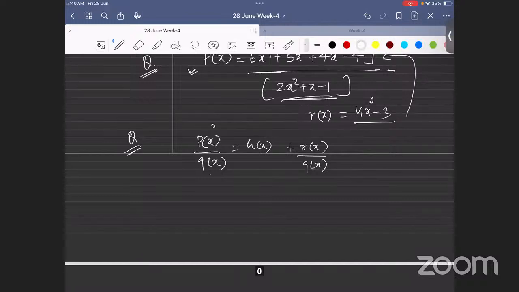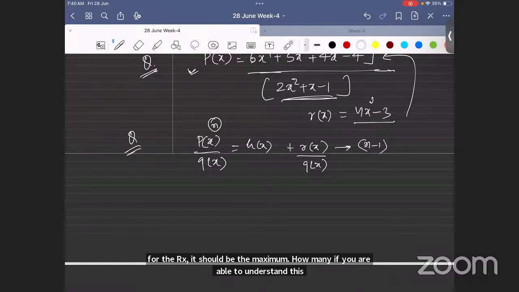If the degree of this polynomial is n, then for the Rx, the maximum degree would be n minus 1. Correct? How many of you are able to understand this? No, I don't understand.